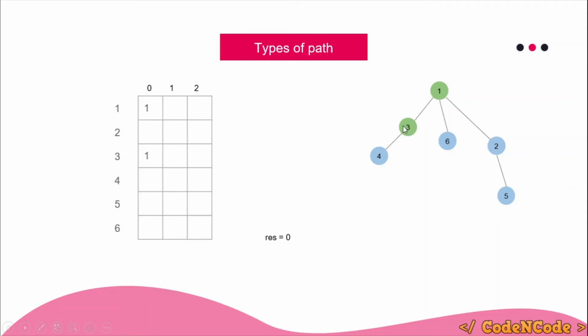Now from node 3, I'd make a DFS call to node 4, because this is the only child it has. So now we are at node 4, so DP of 4, 0 would be set to 1. Now there's nothing to explore for node 4.